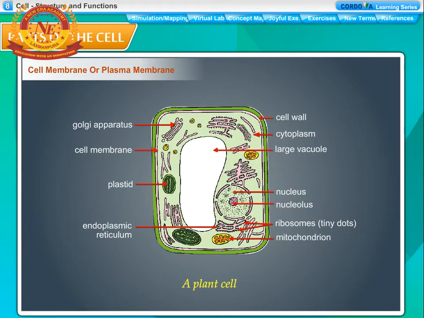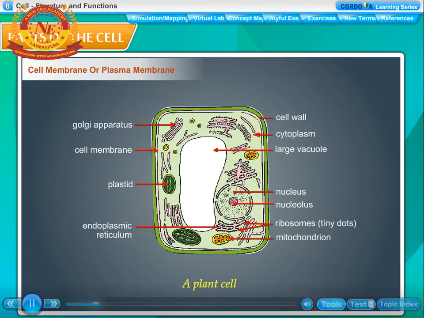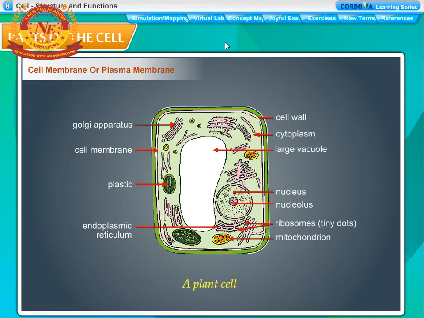Cell membrane or plasma membrane. Every cell is bound by a thin delicate membrane called cell membrane or plasma membrane. The membrane separates cells from one another and from the surrounding medium.